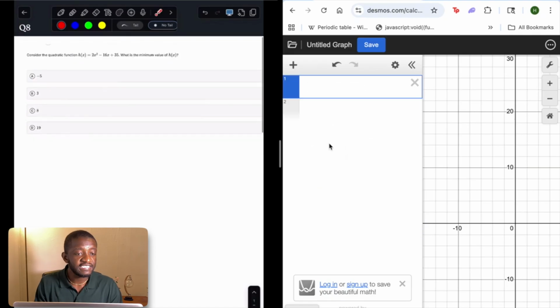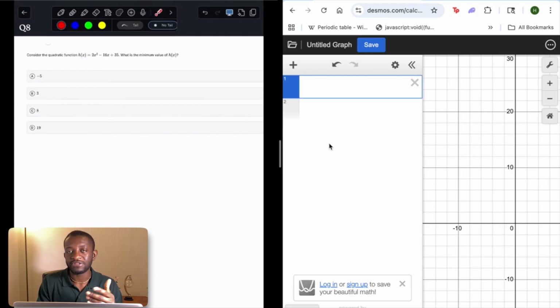Next problem. It says, consider the quadratic function h of x equals 2x squared minus 16x plus 35. What is the minimum value of h of x? When we're talking about maximums and minimums, right?